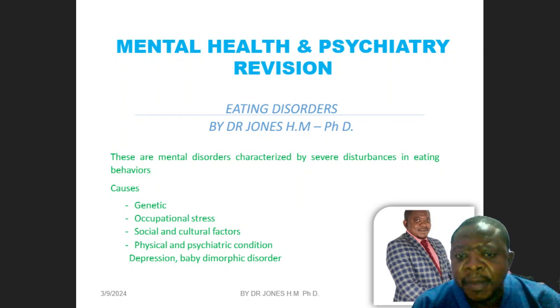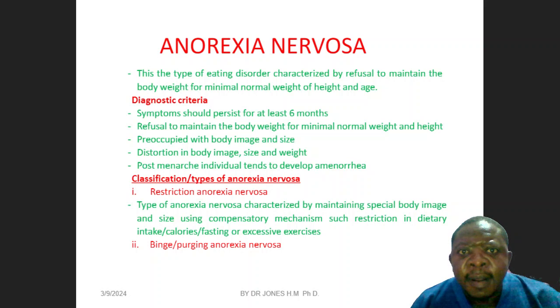Physical and psychiatric conditions may include depression and body dysmorphic disorders, to mention but a few. So these are some of the underlying conditions that may precipitate eating disorders. Okay, so let us now look at the first eating disorder, which is anorexia nervosa.